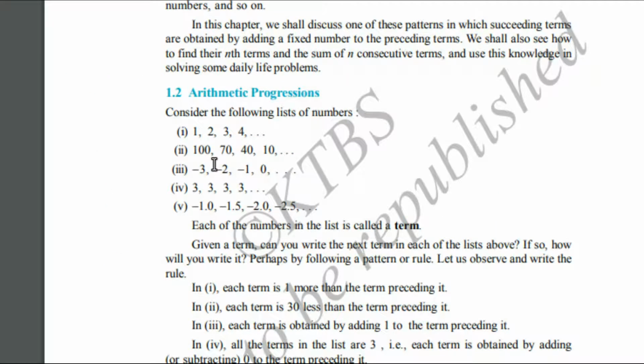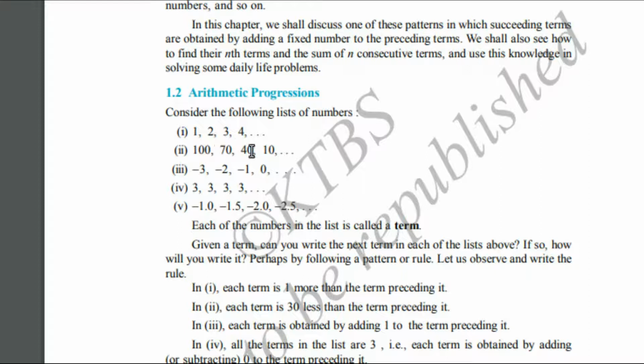In the second example we can see the first term is 100, the second term is 70. Second term minus first term, that's how we find the common difference. 70 minus 100 is minus 30. The common difference is minus 30.